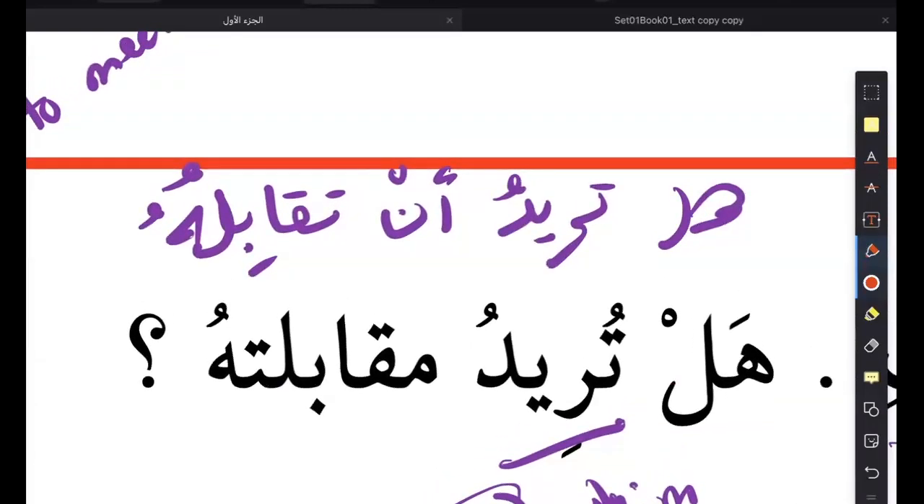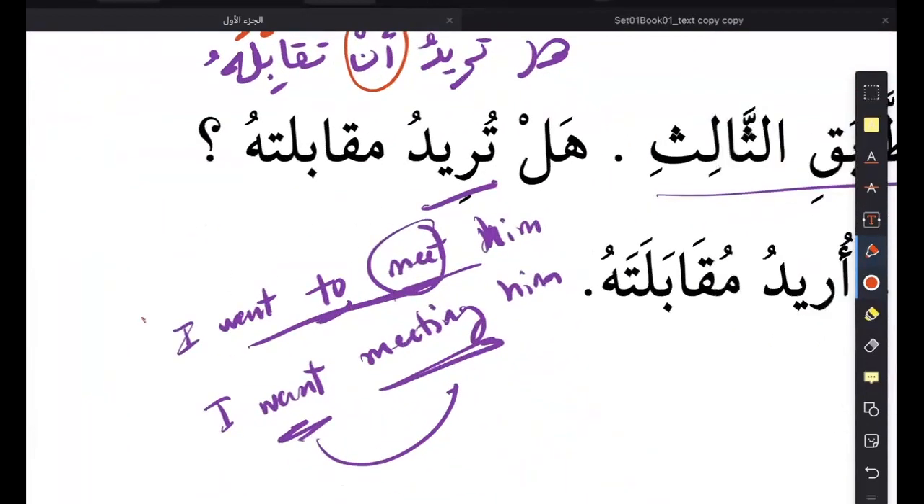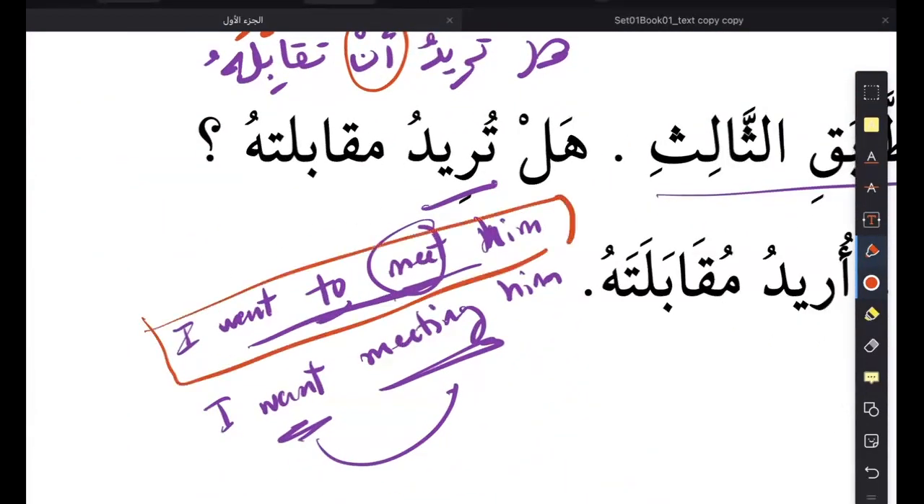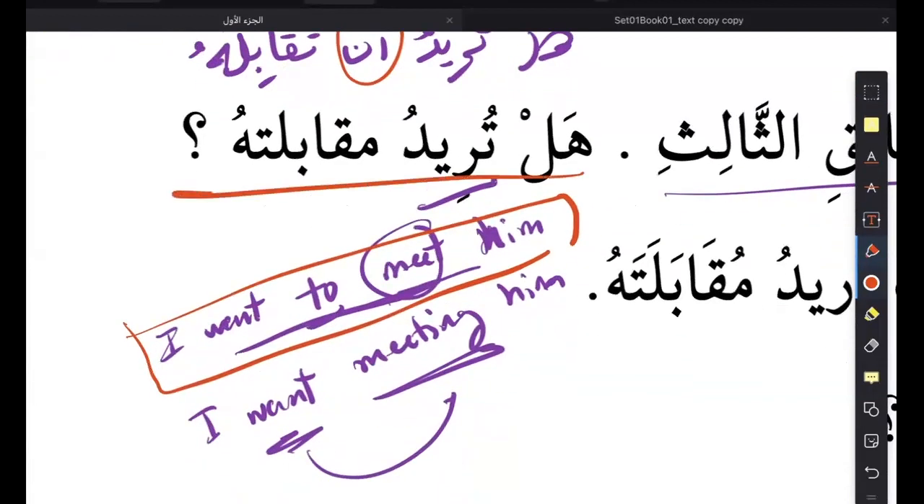Because we talked about how when the an comes, it has an impact on the verb. Right now, the verb is marfu, it has a dhamma. But when the an comes, it will make the verb mansub, with a fatha. So we say an tuqabilahu. You get it? So this is how we would say, do you want to meet him?